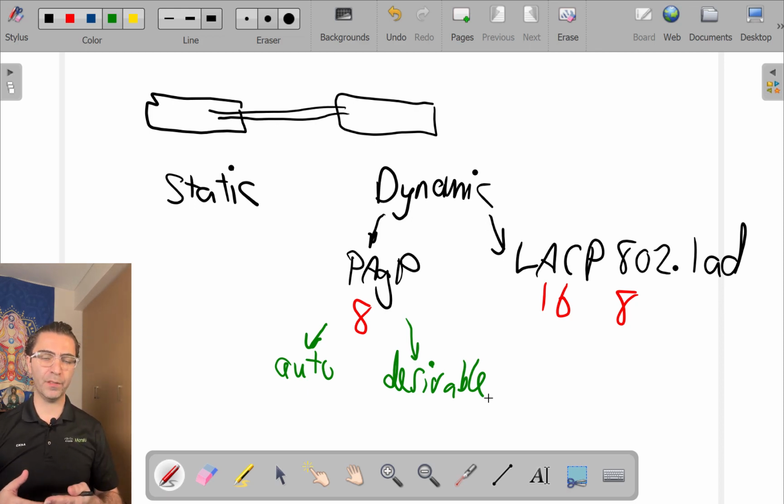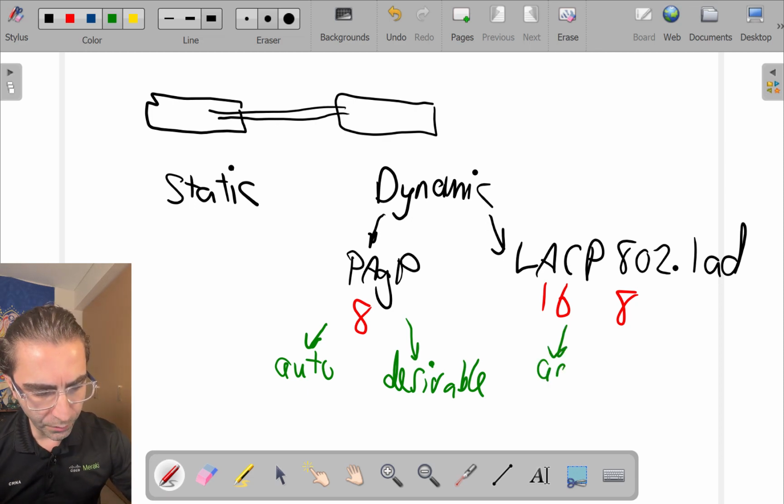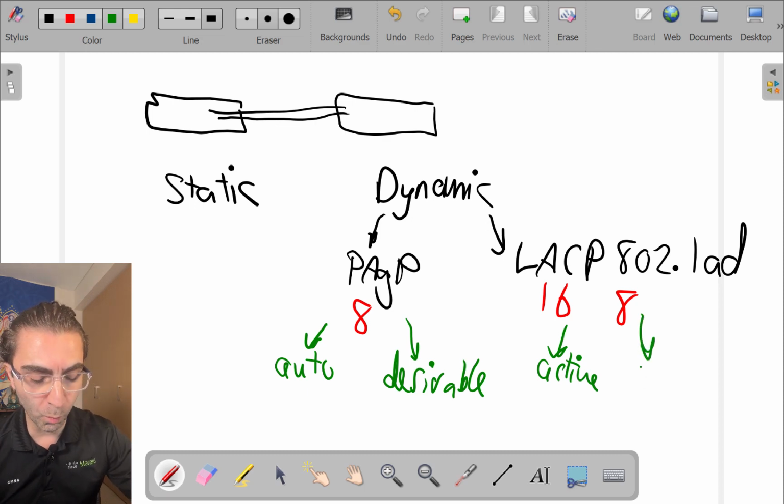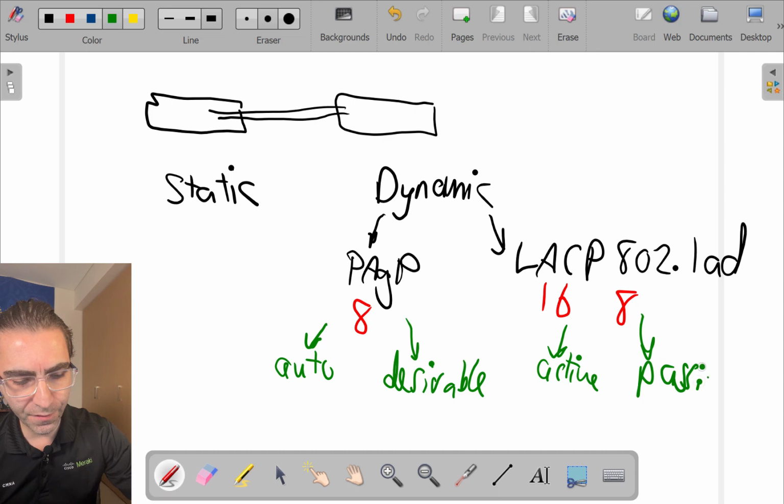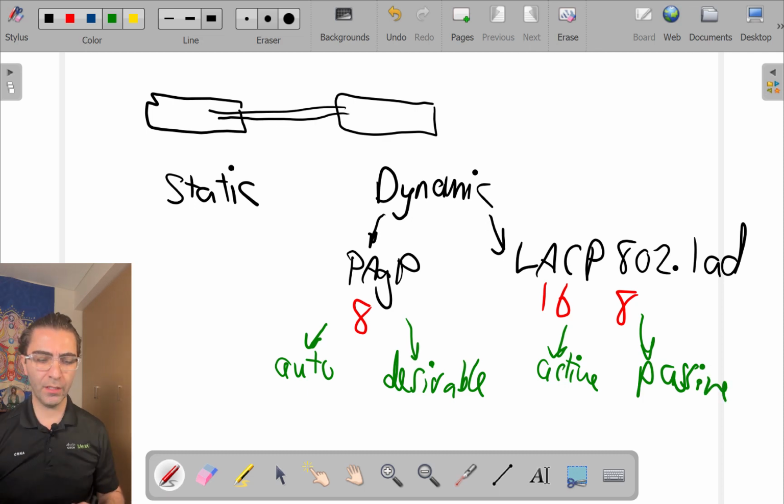A similar thing is happening for LACP, but the naming convention is different. In LACP, we call these 2 modes active and passive. So similarly, if you have 2 passive modes on each end, no port channel will be formed. But if you have one active, one passive, there's a chance if those conditions are met. And if both are active, it's fine. Still there's a chance, if the conditions are met, the port channel can be formed.